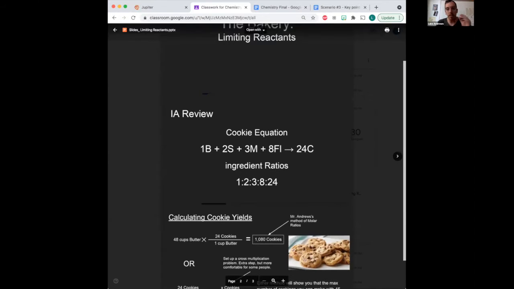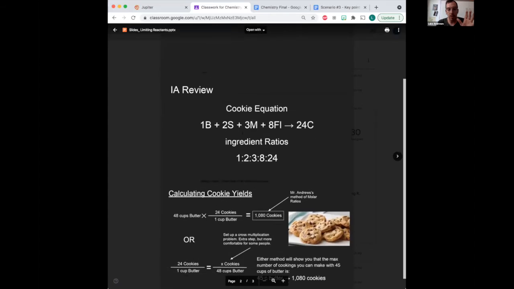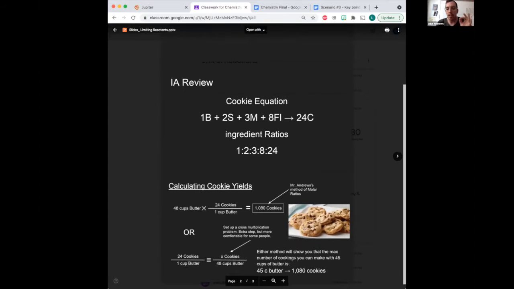So in this assignment, you were in a bakery, and the question was, how many cookies can you make with each ingredient? So if you have 48 cups of butter, how many cookies can you make? And we use the ratios from our chemical equation, our recipe, essentially. So for this assignment, we were going from our reactants, calculating our products.